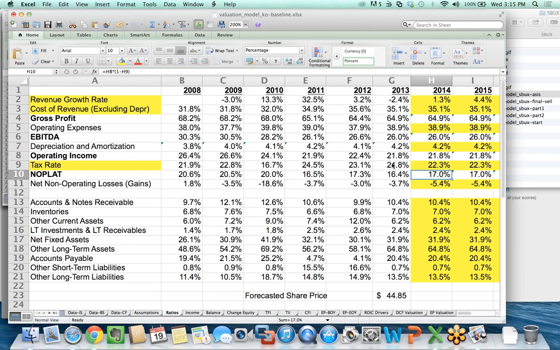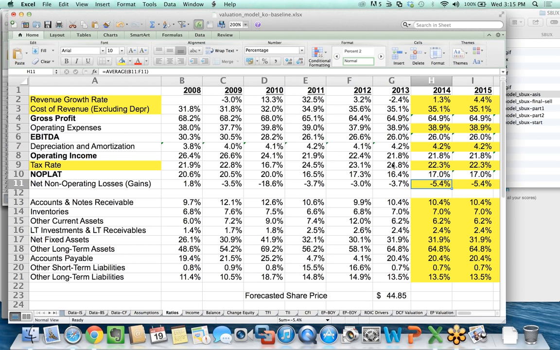Coke is a global company. They're not US only. So they're obviously taking advantage of their international operations to lower their effective tax rate, and I think that's probably going to continue. So I think that's very reasonable. And then again, for 2015 forward, we had already set it equal to 2014.